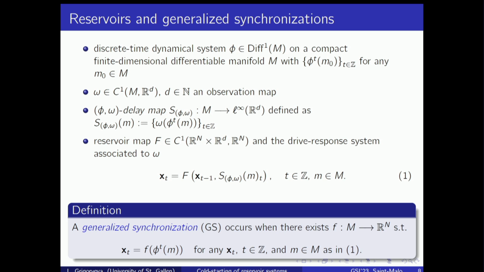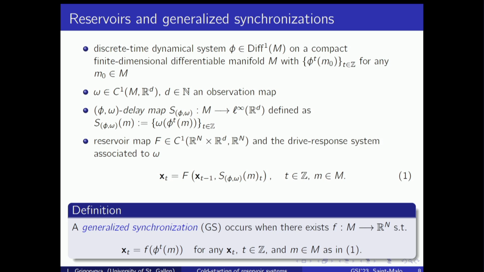I have also an observation map which renders for me the d-dimensional observations of this dynamical system, and I also need one more object which is the phi omega delay map, which basically is a map from the manifold to the infinite sequences of observations of my dynamical system. And then one more object is something that we already came across in the previous slides. I will be working with a reservoir map, which will be a C1 map of a type that I showed you in the very first slide.